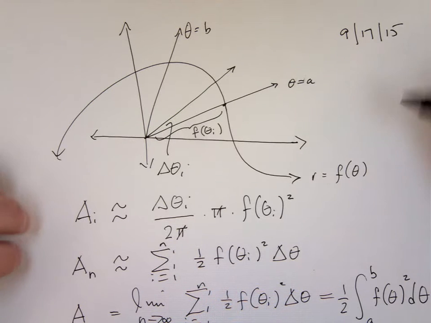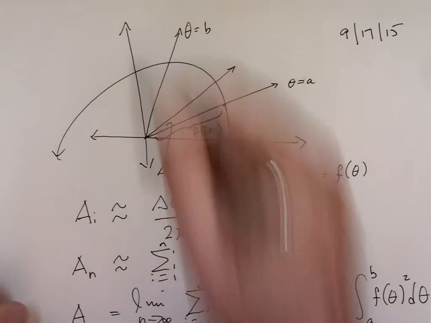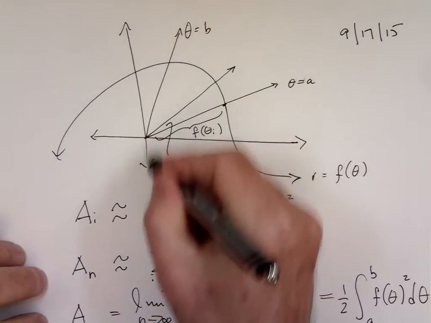Okay, today is the 17th of September. You can see that. Record won't cover it. Oh, okay. All right, let's do the area of a polar graph.